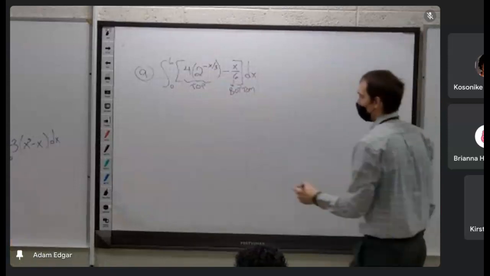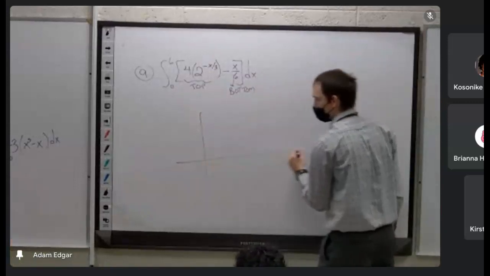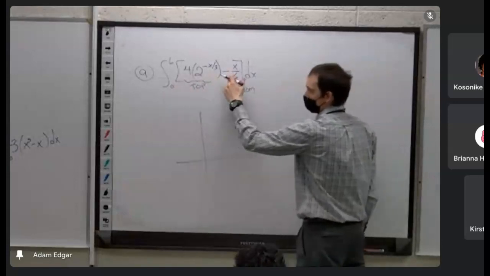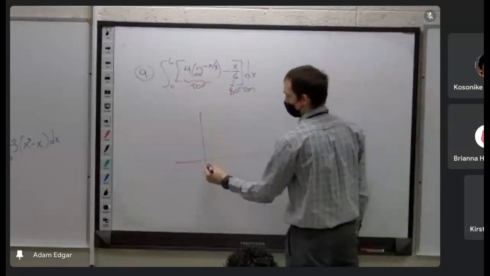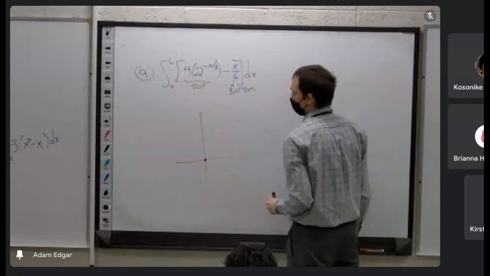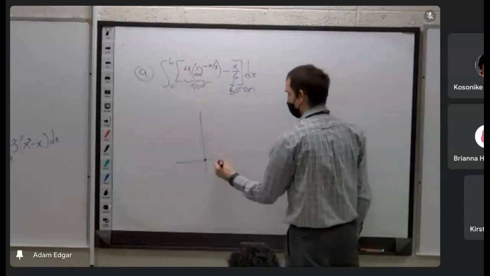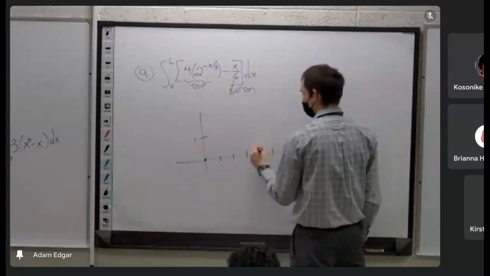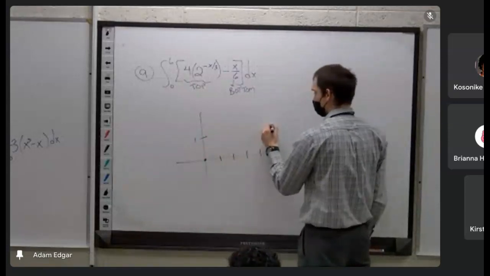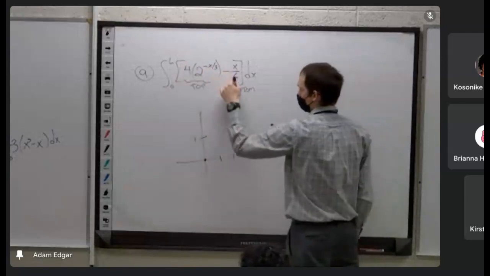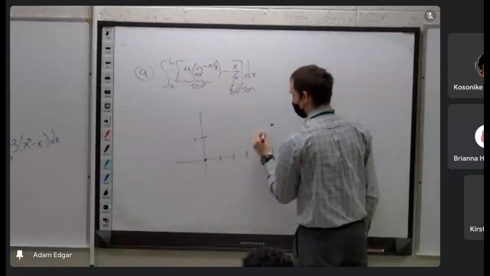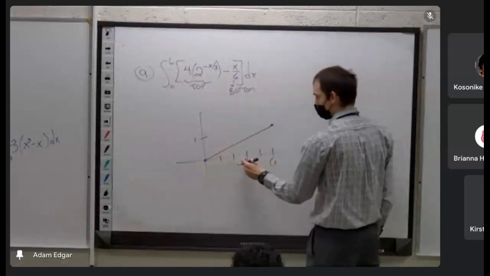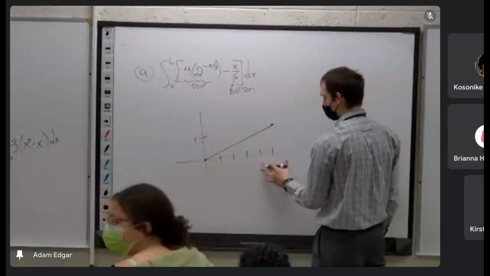So for x equals 0, let's do the bottom equation first. It's going to be easier, I think. So the bottom equation starts at 0. And then by the time you get all the way out to x equals 6, you're up to a height of 1, because 6 over 6 is 1. So this is just a line with a slope of 1/6: 1, 2, 3, 4, 5, 6.